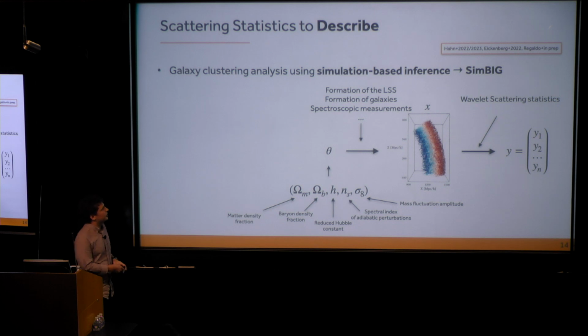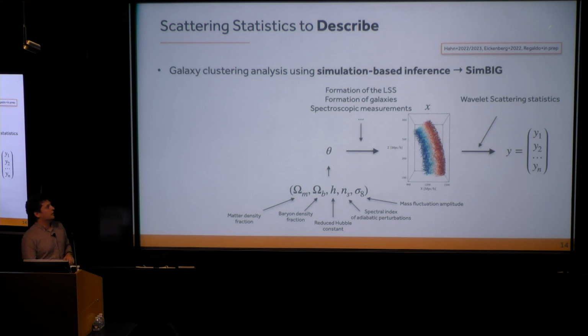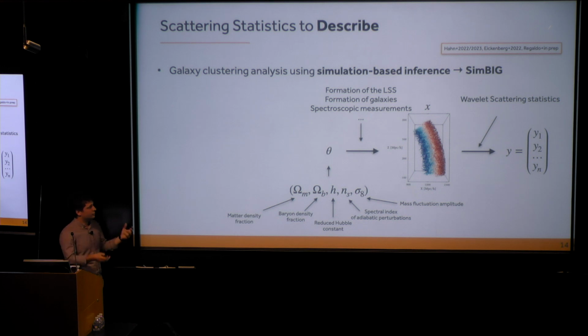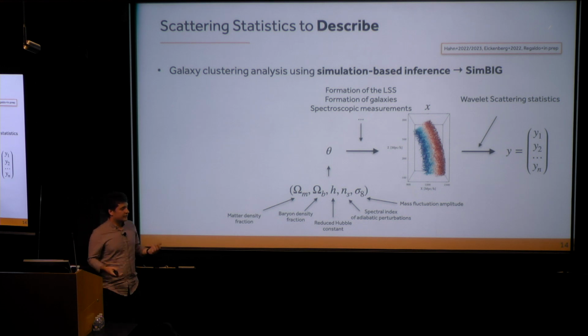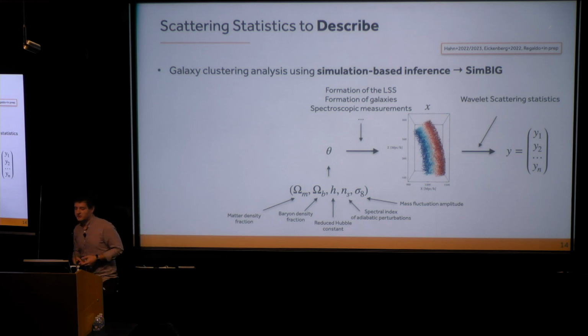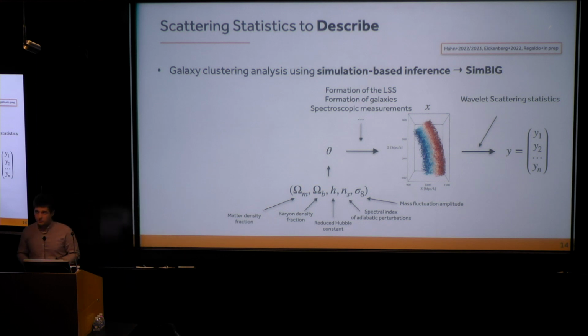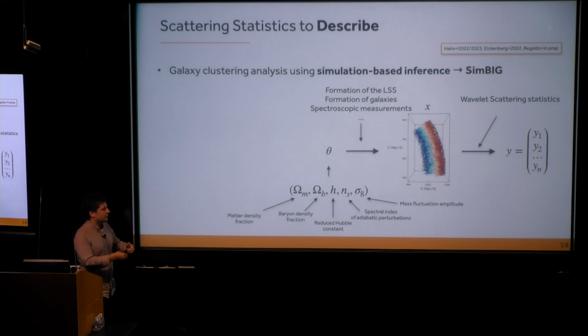More recently, we have been working with Michael Eickenberg, Cheng Hunan, and Shirley Ho and collaborators on using this kind of description to do simulation-based inference of cosmological parameters on galaxy catalogs, so 3D data. You have a point cloud where every point is a galaxy. You want to make measurements on the spatial distribution of this point cloud and get information on a set of parameters that tell you something about the evolution of the universe.